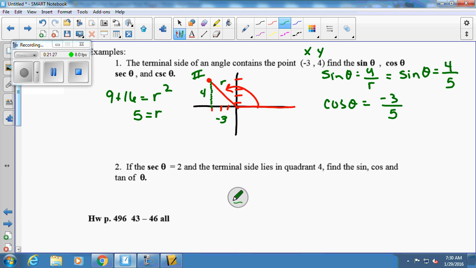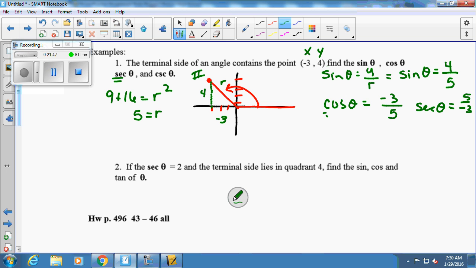The y. So now it says find me the secant. Well, you already know the secant if you know the relationship. Who does secant go with? Cosine. So who is the secant of theta then? Simply what?